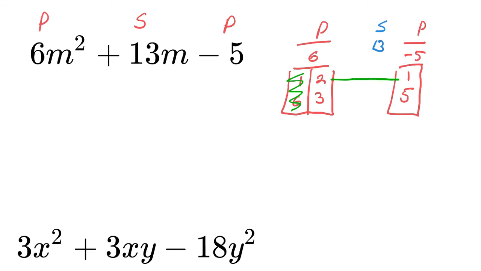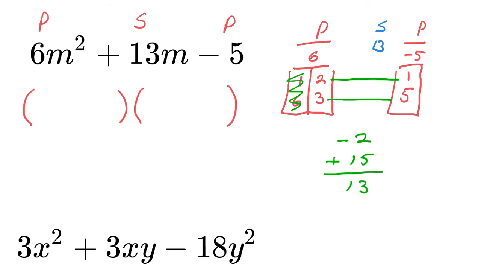2 and 1, 3 and 5. So that gives me a 2 and a 15. I can definitely make a 13. It would have to be negative 2 plus 15 for it to work. So let's put that into our brackets.